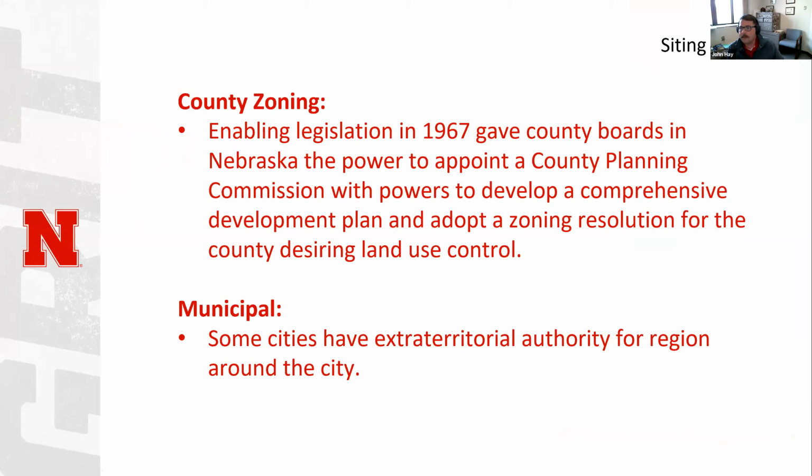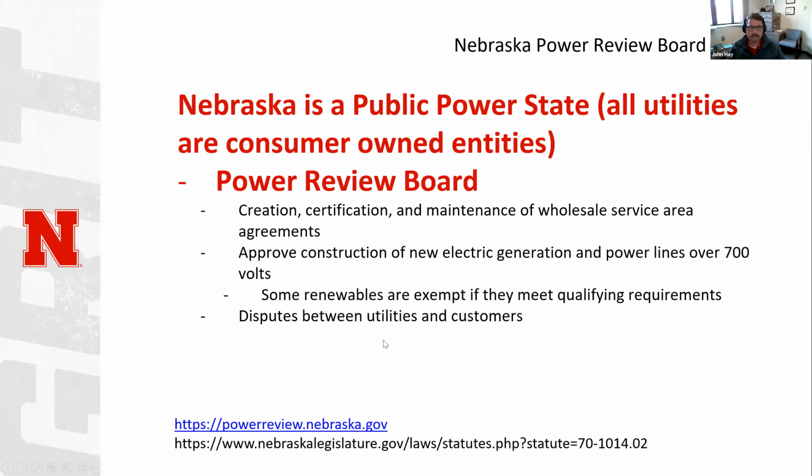Municipalities sometimes have that authority based on their extraterritorial authority. So for example, the solar farm proposed east of Lincoln is not inside the city limits of Lincoln, but it is inside their extraterritorial authority. And so the city actually had to approve that system because it was within their authority area. So it's not in the city, but it was within their boundaries of authority.